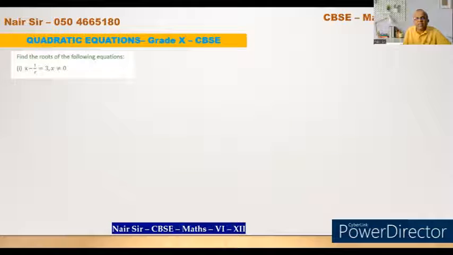Now let me just take up this x minus 1 upon x. What can I write this as? Is equal to 3. Here they have given a condition where x is not equal to 0. Why is it not equal to 0? Because if x is equal to 0, this will be undefined. 1 upon 0 is undefined. So that is the reason why they put conditions like this.